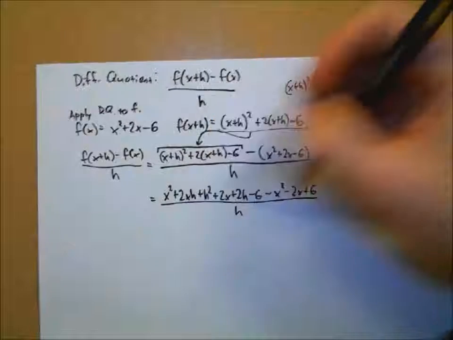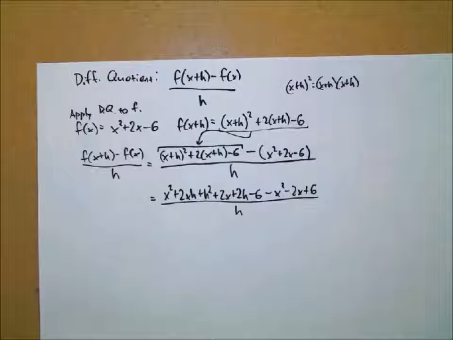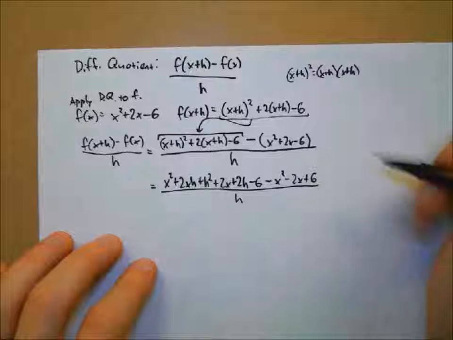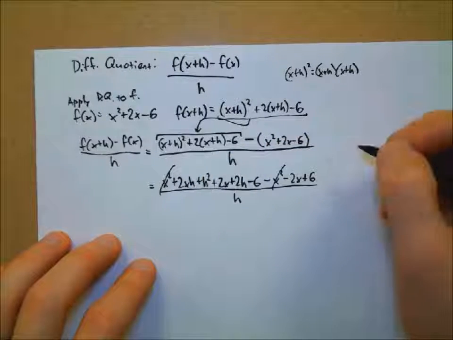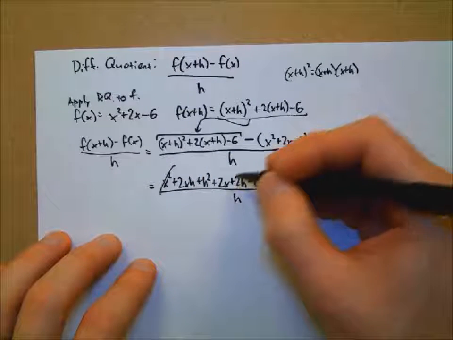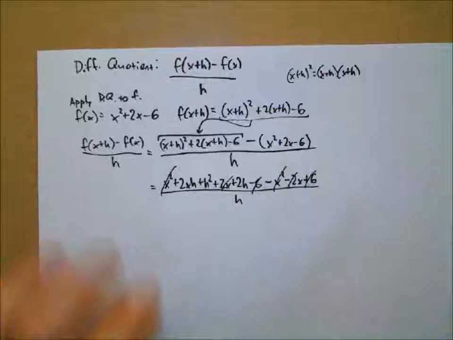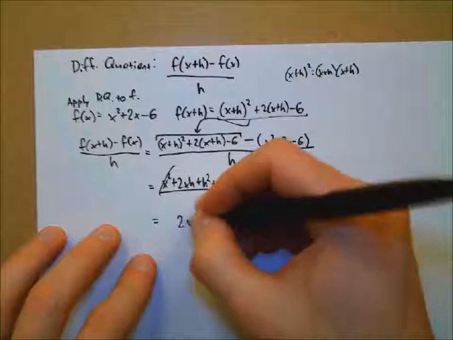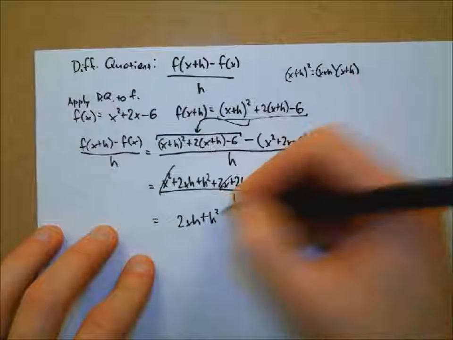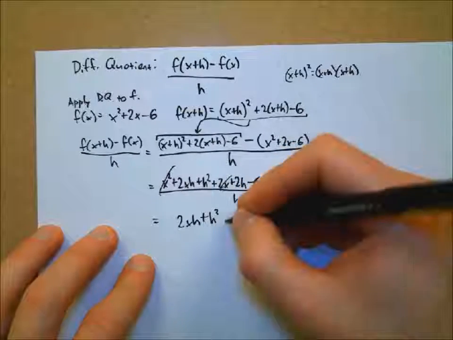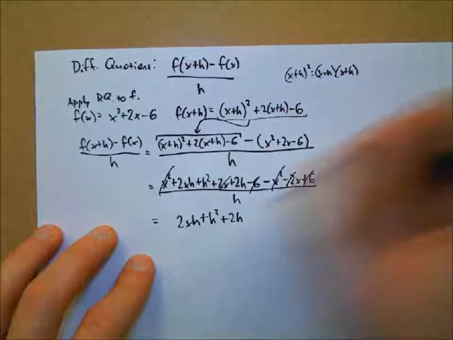Now, there's some things that cancel out here, believe it or not. What cancels? The x squareds, the 2x, and the 6's. That's right. Okay, so what does that leave us with? Let's see, 2xh plus h squared plus 2h all over h.